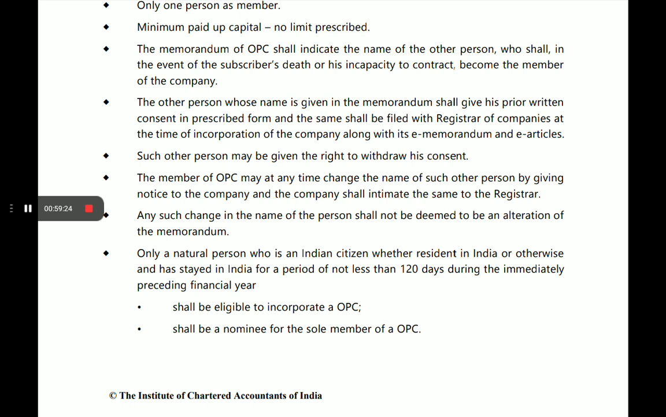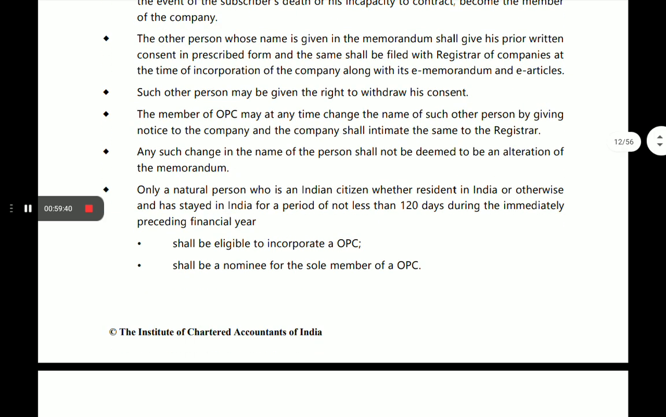Any such change in the name of the person shall not be deemed to be an alteration of the memorandum.